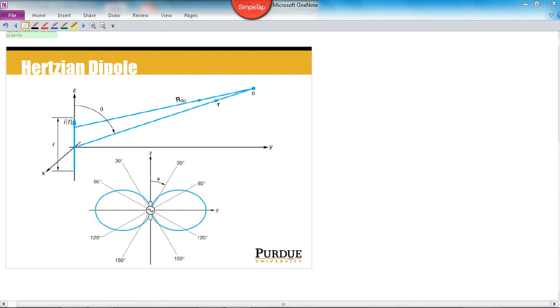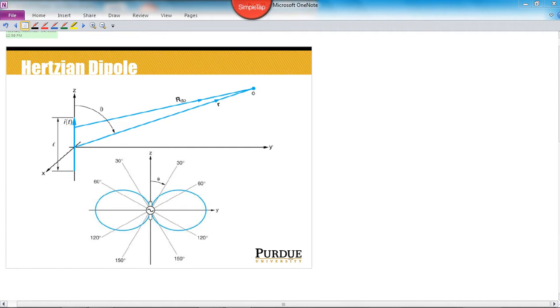Now that we have that little aside out of the way, let's go ahead and start analyzing some antenna types. We're going to begin with what's called the infinitesimal dipole. It's a dipole element of a very short length L. This is also called the Hertzian dipole, or just an electrically short dipole.